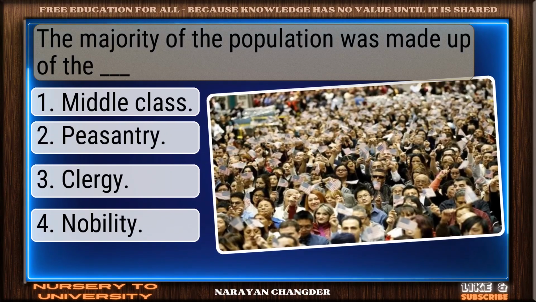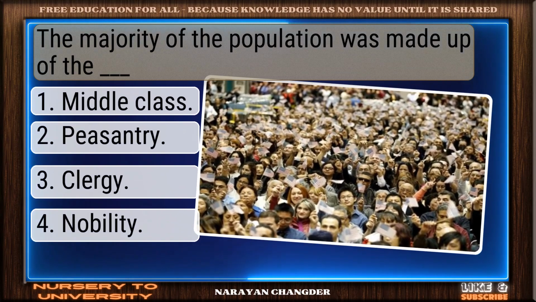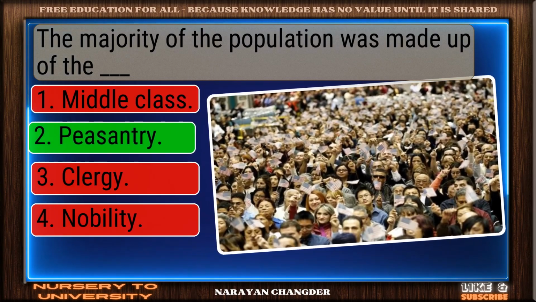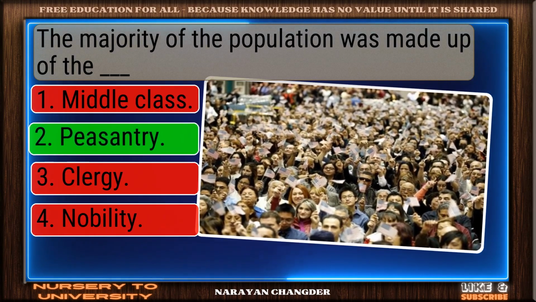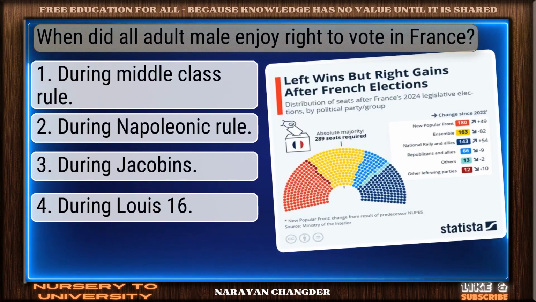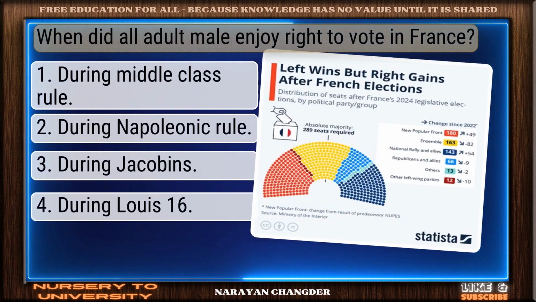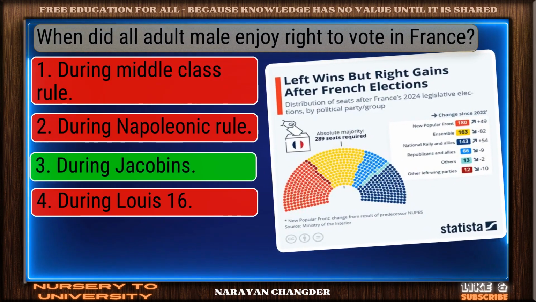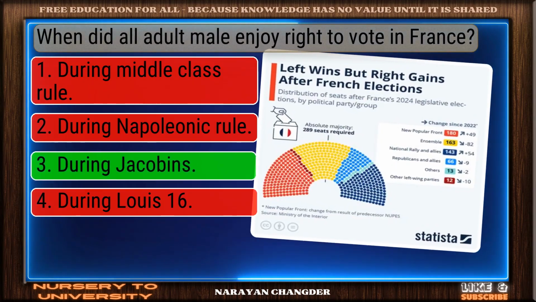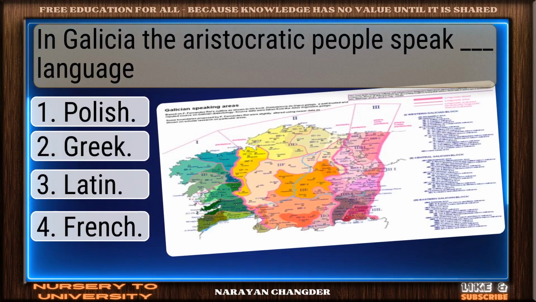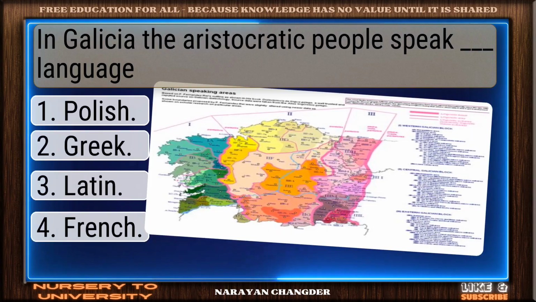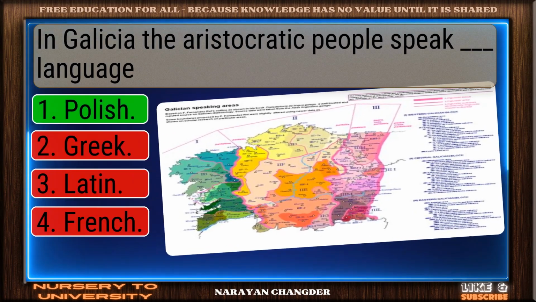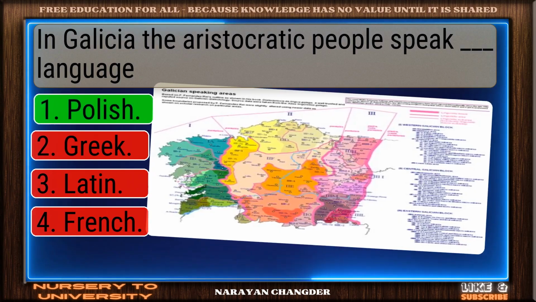The majority of the population was made up of the dash. On track. Peasantry is correct. When did all adult males enjoy the right to vote in France? Nice work. During Jacobins fits perfectly. In Galicia, the aristocratic people speak dash language. Great thinking. Polish is right.